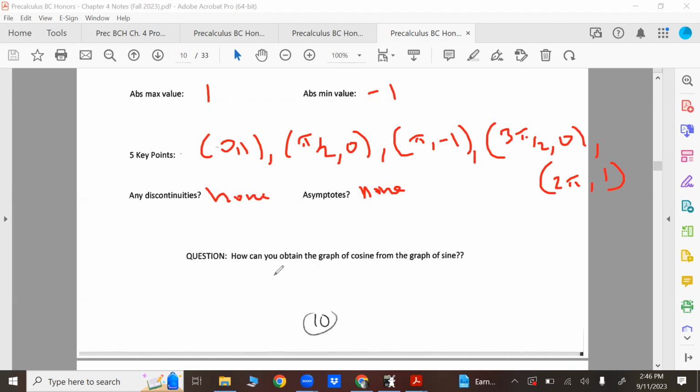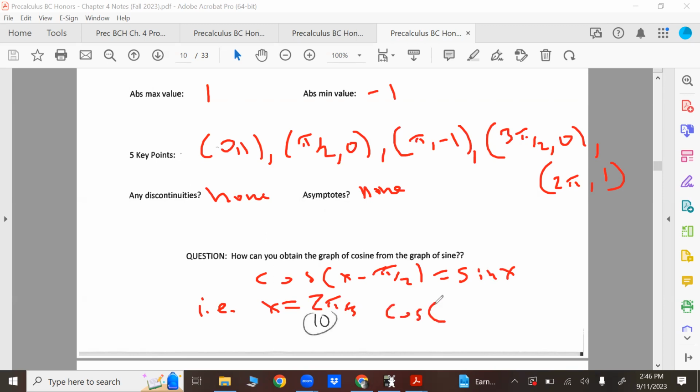How do you obtain the graph? I just did it for you guys. Cosine of x minus pi over 2 equals sine x. And again, as an example, what if x were 2 pi over 3? Cosine of 2 pi over 3 minus pi over 2 would equal sine of 2 pi over 3, which I know is root 3 over 2. And thanks for correcting me, that's cosine of pi over 6, which is still root 3 over 2. So you know it works. It makes sense because it's shifted by 90 degrees.